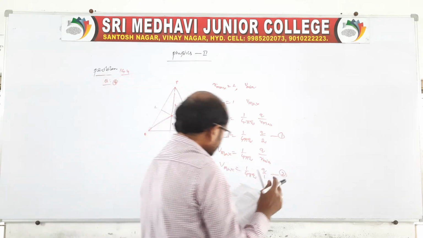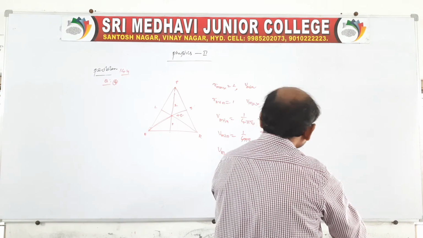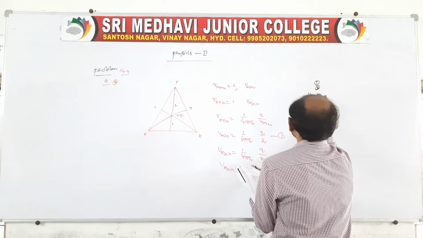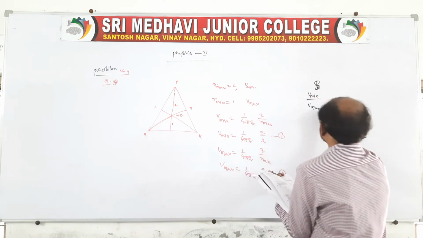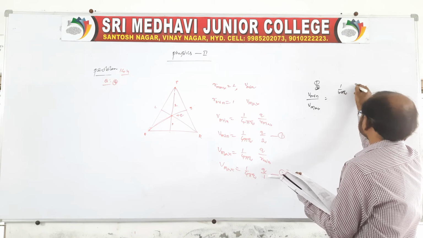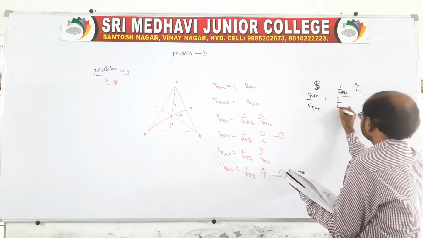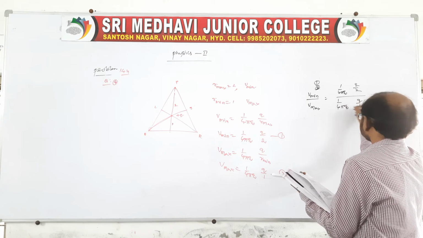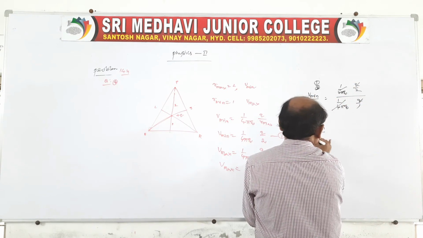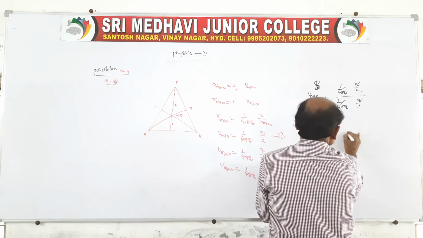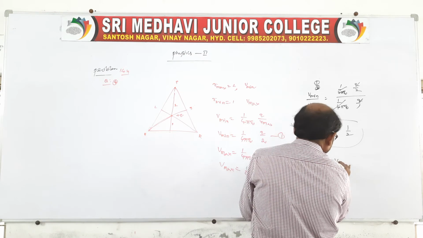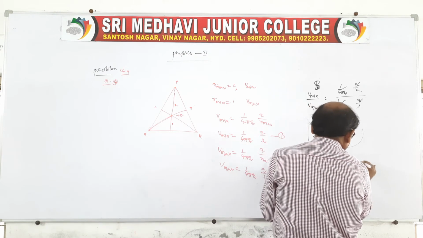Now you take the ratio, because it is asking minimum to maximum. So V minimum by V maximum is equal to 1 by 4 pi epsilon naught Q by 2, divided by 1 by 4 pi epsilon naught Q by 1. 1 by 4 pi epsilon naught Q cancels. So V minimum by V maximum is equal to 1 by 2. So the answer is V minimum to V maximum is 1:2.